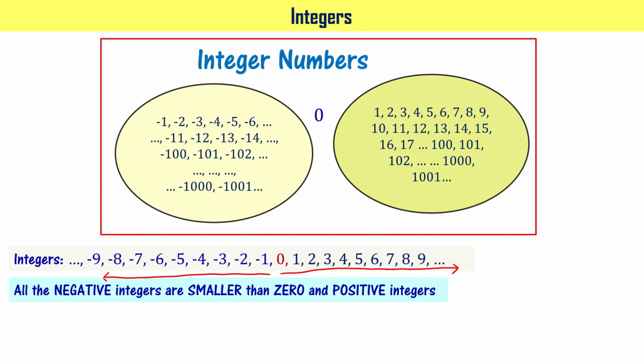All the negative integers are smaller than 0. Please note this. And all the negative integers are smaller than positive integers. Please note this. Integers are represented using letter Z.